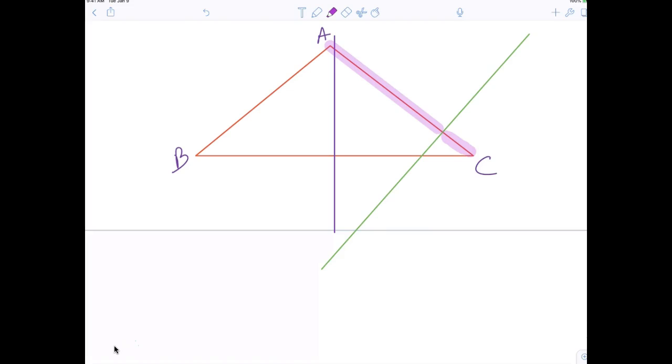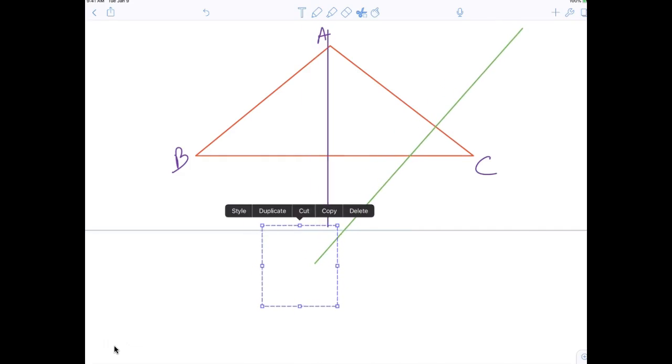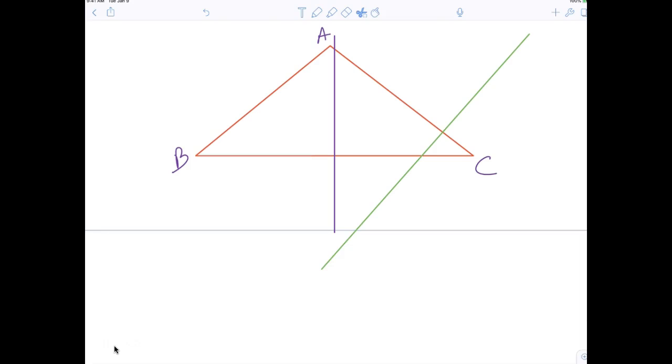So in order for that to bisect AC, AC would have to be the same length on both sides? Yes. Okay, I think I understand your question. So you tell me, I'm going to try to draw this. All right, I'm going to try to grab this now. I'm going to try to make it a perpendicular bisector.